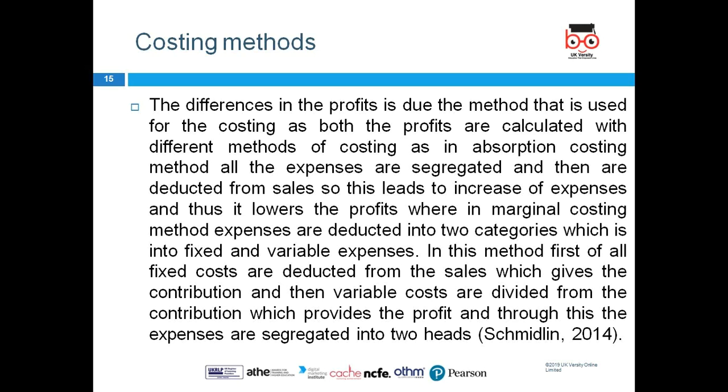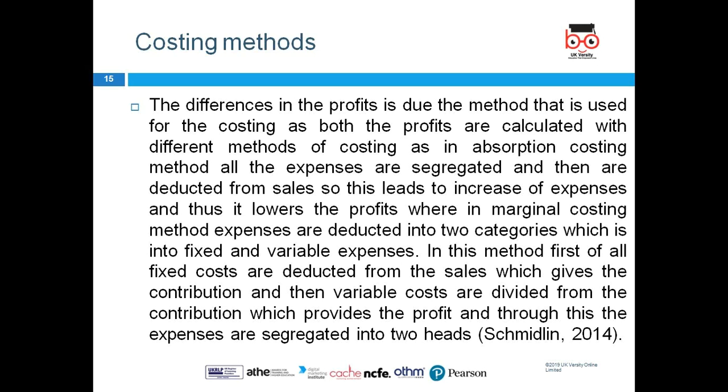The difference in profit is due to the method used for costing, as the two profits are calculated with different methods. We'll go through absorption costing. As the word absorb suggests, if you're living in a small room and someone is living in a big room in a house, we need to share the energy cost. So how will we allocate it? We need to find the area.